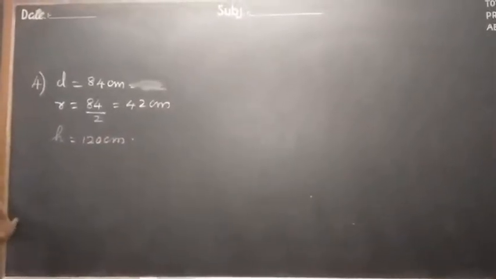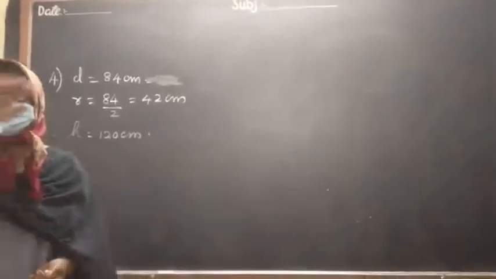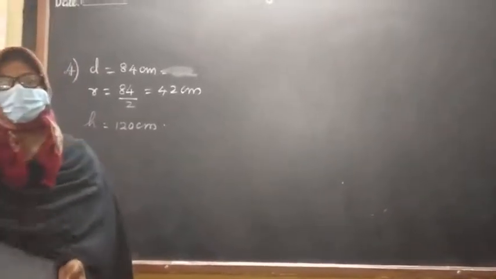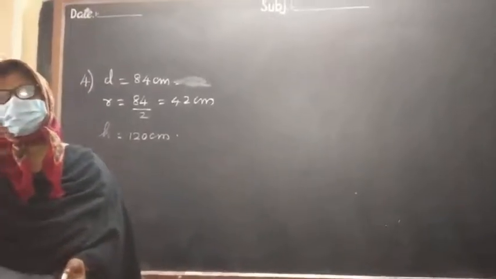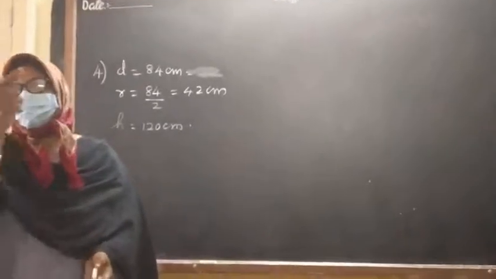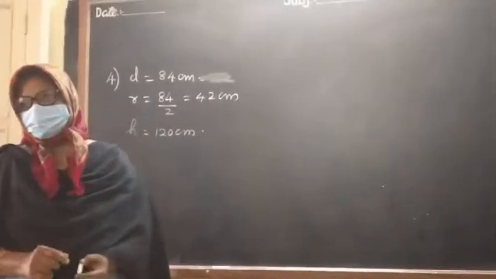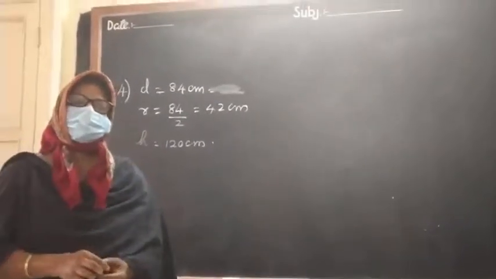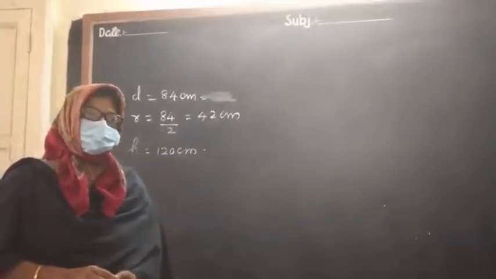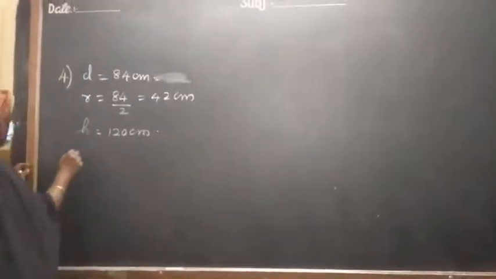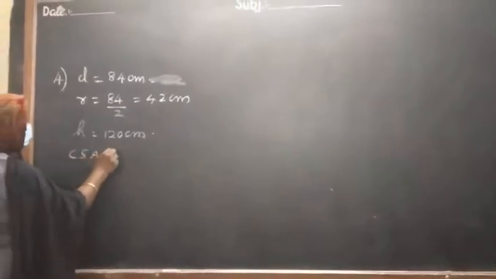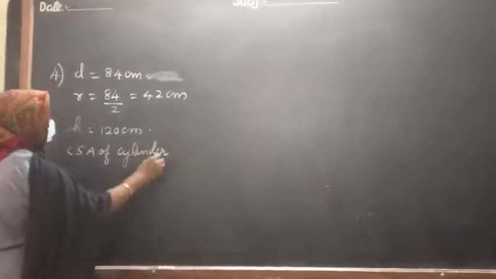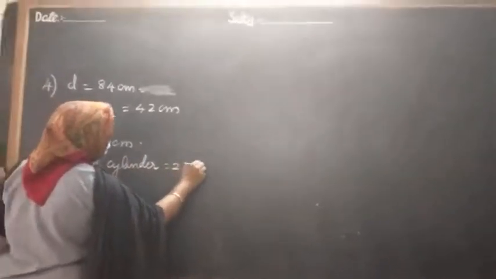Now that roller makes 500 revolutions, that means 500 times it will roll. To level a surface, that means the area, one time when it rolls, one time the curved surface area will come. 500 times it rolls means 500 times the curved surface area will come. So the curved surface area of a cylinder is equal to 2 pi RH.